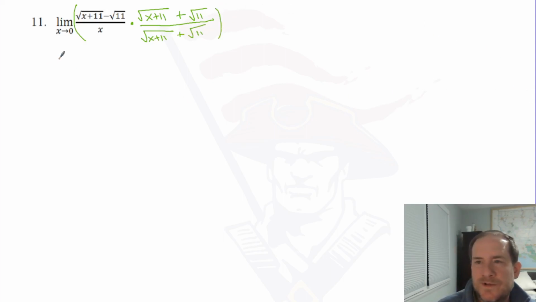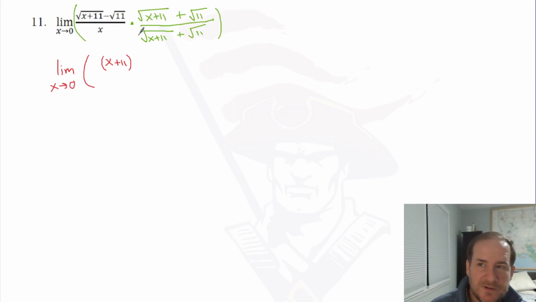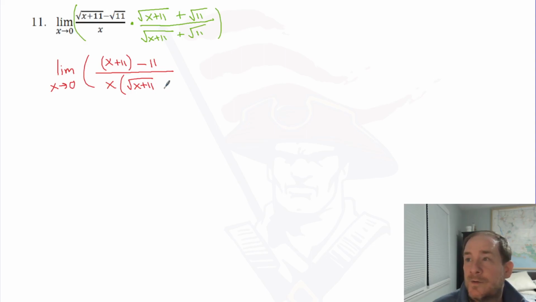All right, so this will be the limit as x approaches 0 of, now in the numerator we're FOILing, so we're going to just get that radicand of x plus 11. Then we're going to get an outer term and an inner term that just cancel each other out. But the root 11 times the root 11 will give us a normal 11. And this will be all over x times this whole conjugate, so root (x plus 11) plus root 11.